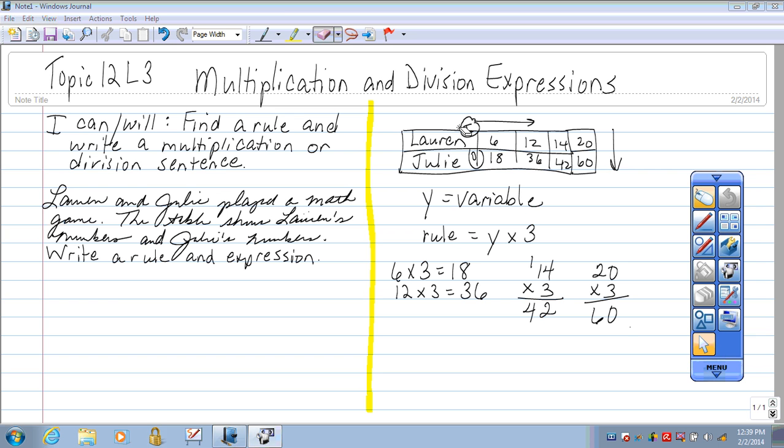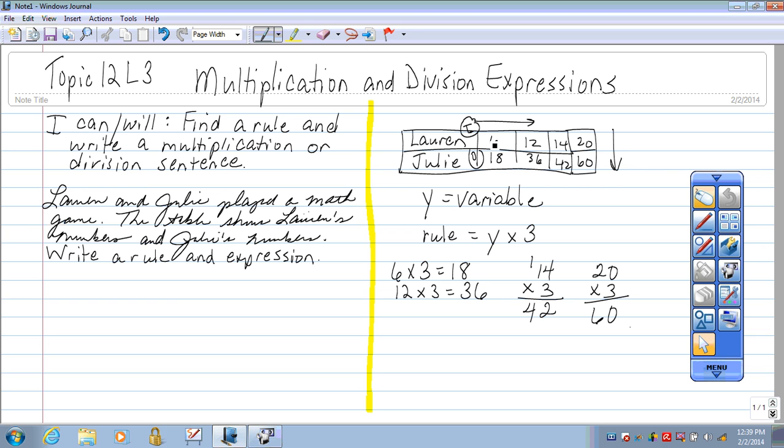In the in box, you see 6. In the out box, you see 18. In the in box, you see 12. In the out box, you see 36. In box 14, out box 42. In box 20, out box 60. What I notice is the numbers are getting larger. So it must be an operation that allows numbers to get larger. That's either addition or multiplication.